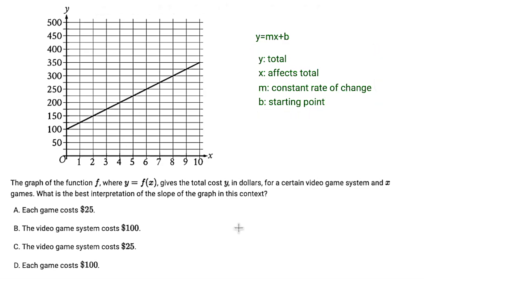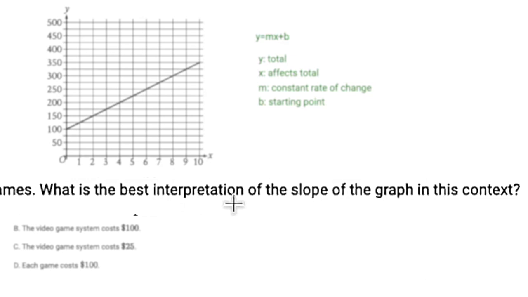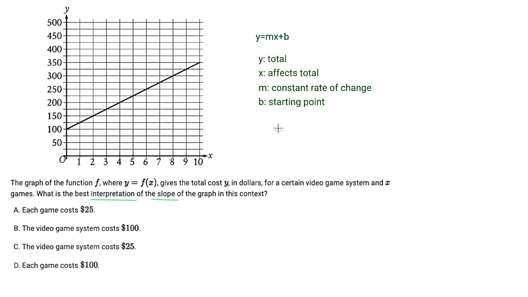And I do like to go to the main question first and decide how much of the rest of the question I want to read based on that. And the main question says, what is the best interpretation of the slope? So this is perfect. We can look at our little cheat sheet here because it's all about representation, interpretation, right? So the slope, according to what we just talked about, is a constant rate of change. So I'm going to eliminate any answer that is not a constant rate of change.